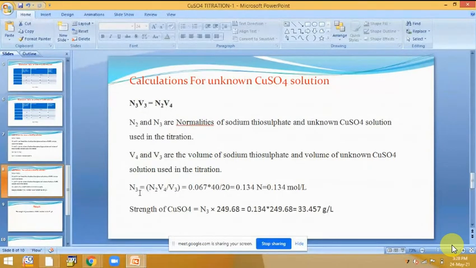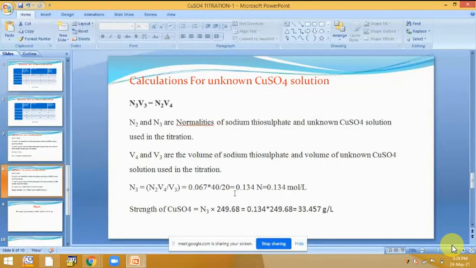Now during this calculation, our target is to determine N3. N3 is N2 V4 divided by V3, where N2 is what we just determined for the hypo solution, 0.067, and V4 is the burette reading we get at the end point, for example 40, and 20 is the volume of unknown copper sulfate we measure by the measuring cylinder. Finally you get the value of N3, the concentration of copper sulfate, which is 0.134 N, that means 0.134 mole per liter.